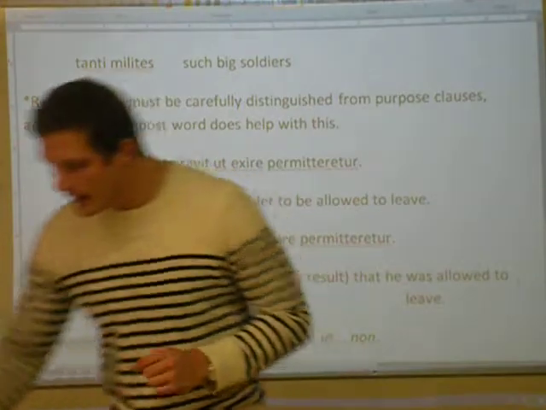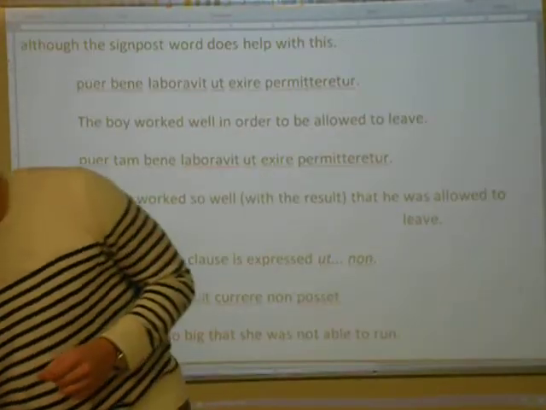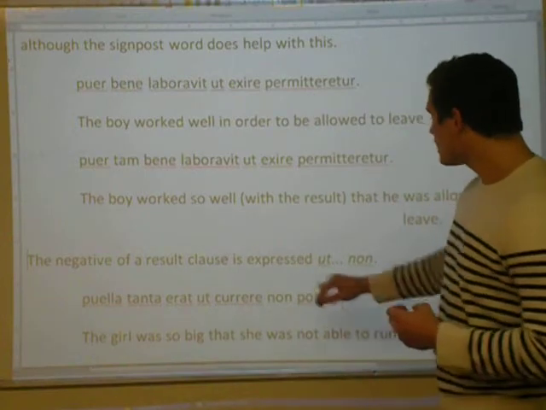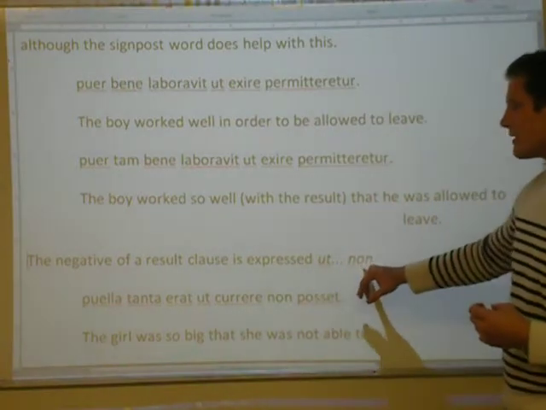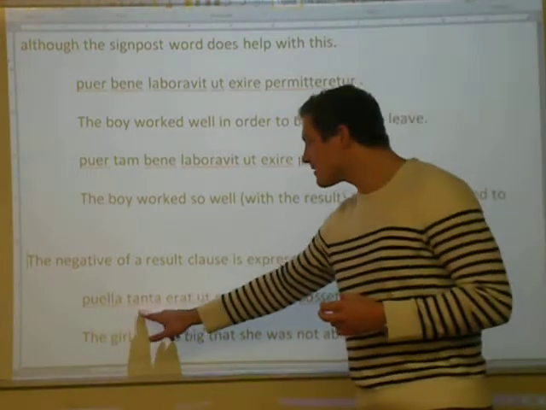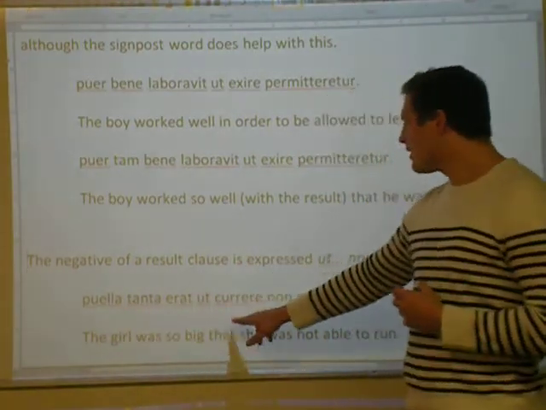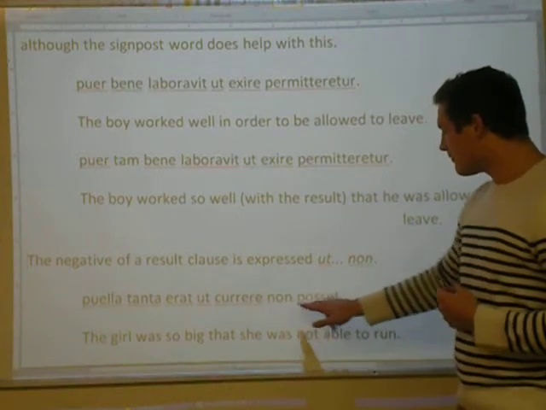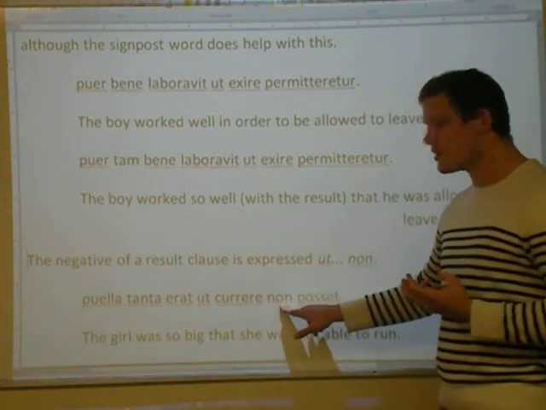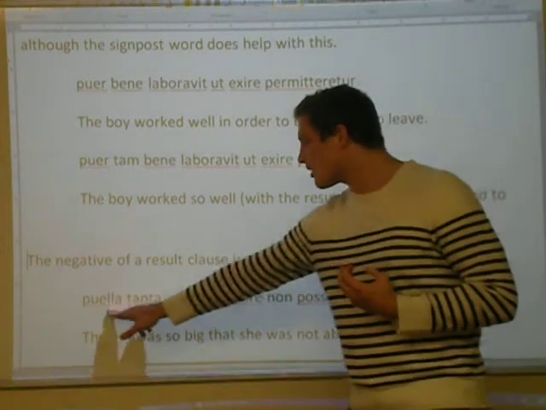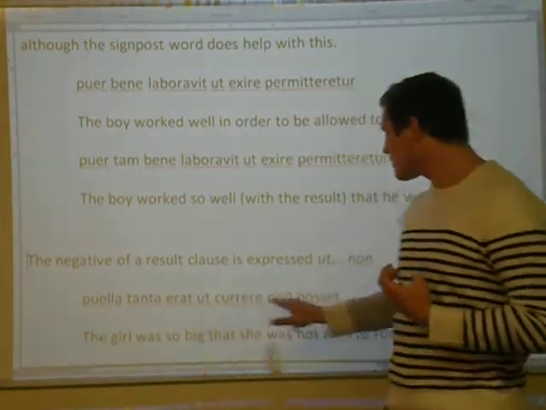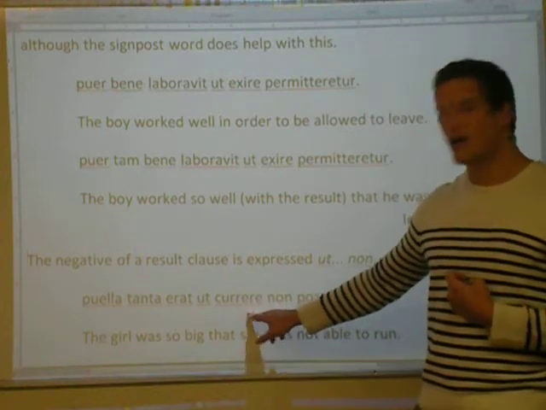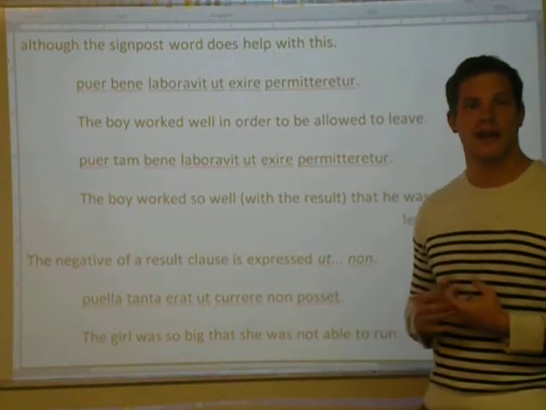Just one last thing finally, note that the negative of a result clause is not expressed by ne with the subjunctive like a purpose clause is, but by ut, dot, dot, dot, and then non with the subjunctive. So we have puella tanta, our signpost word, erat ut non posset currere. The subjunctive there has non to show that it's a negative. So the girl was so big that she was not able to run. Currere there is just in the infinitive after possum, as you often get.